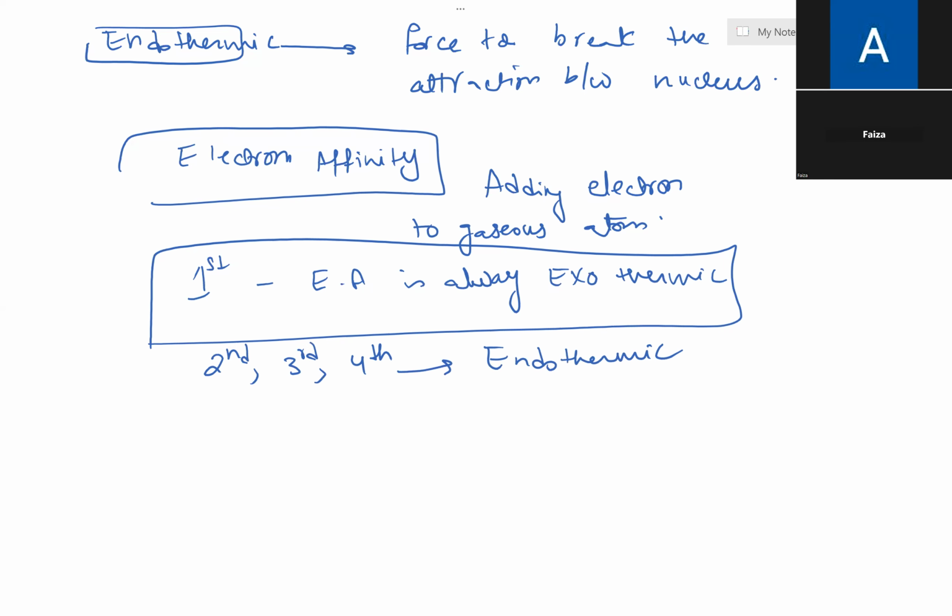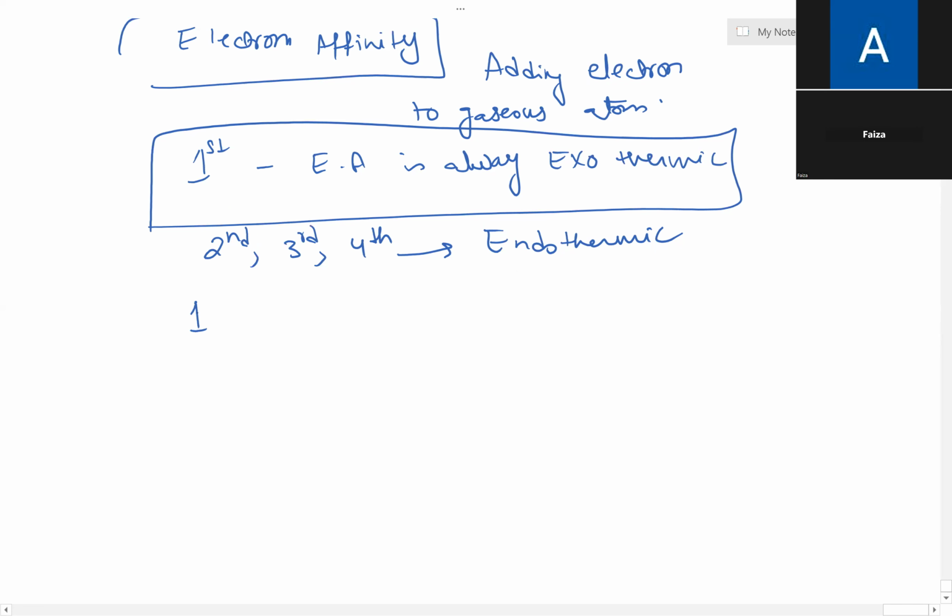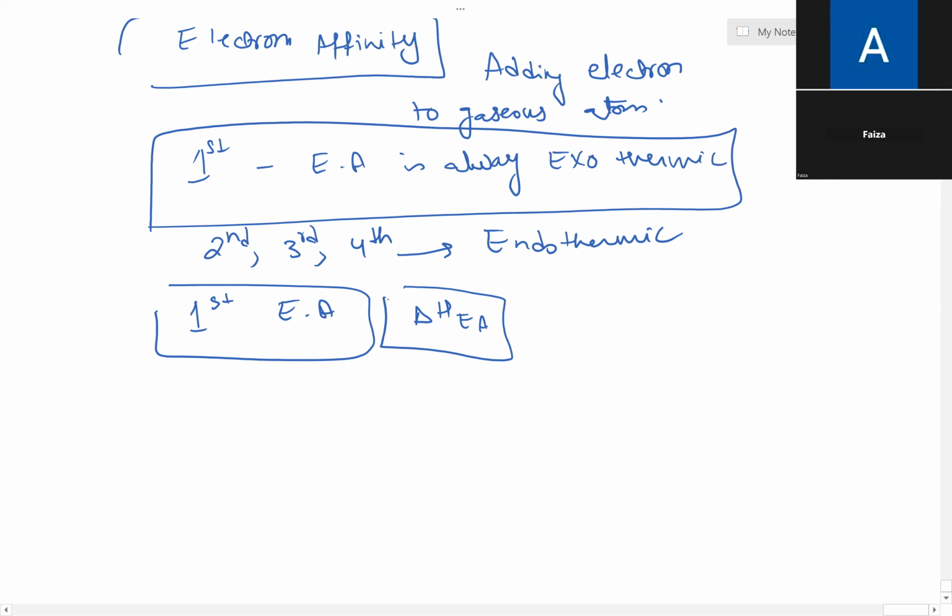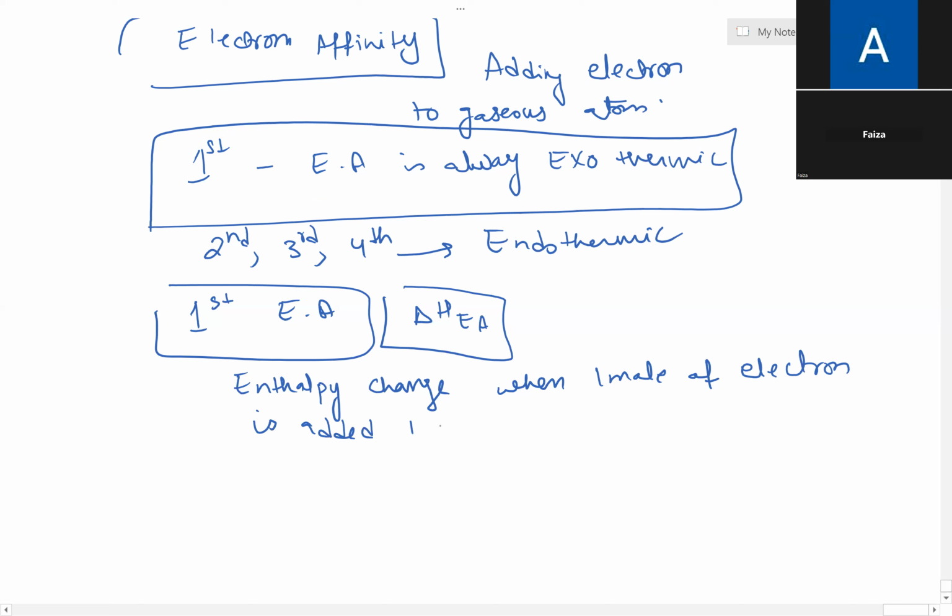Okay, so now we can write that the first electron affinity, which we call delta HEA, is the enthalpy change when 1 mole of electrons is added to 1 mole of gaseous atoms.